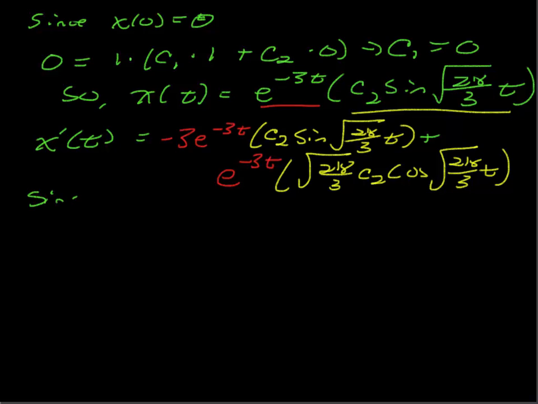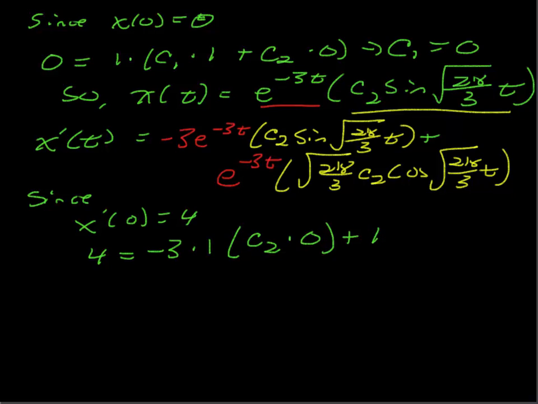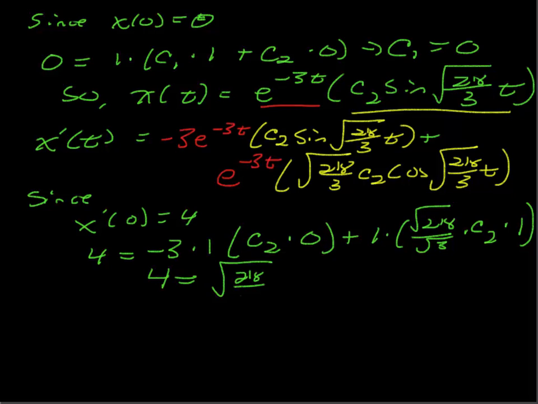Since x prime of 0 is equal to 4, then 4 is equal to, now let's start putting 0 in, negative 3 times 1 times c2 times 0 plus 1 times the square root of 218 over the square root of 3 times c2 times 1. Which means 4 is equal to the square root of 218 over the square root of 3 times c2, which means c2 is equal to 4 root 3 over the square root of 218, and this gives us our final answer.